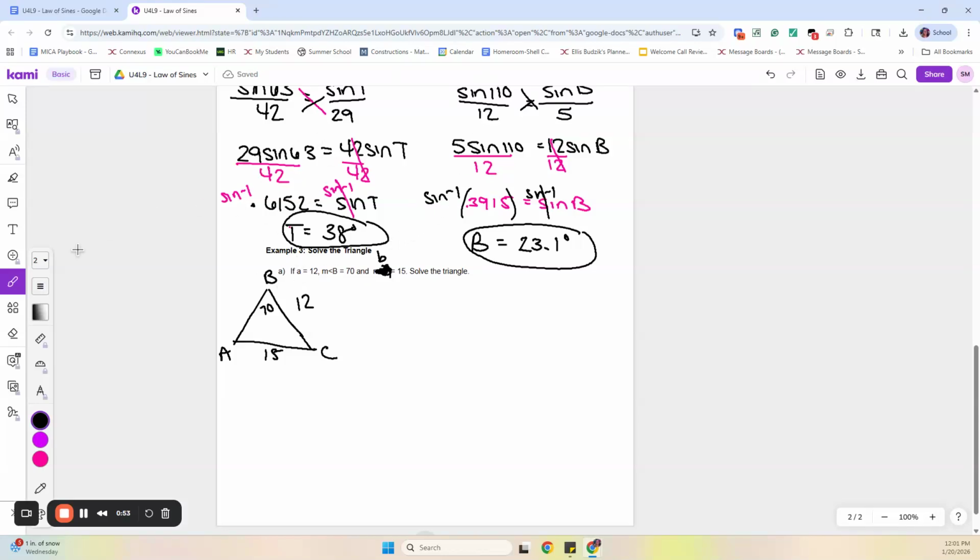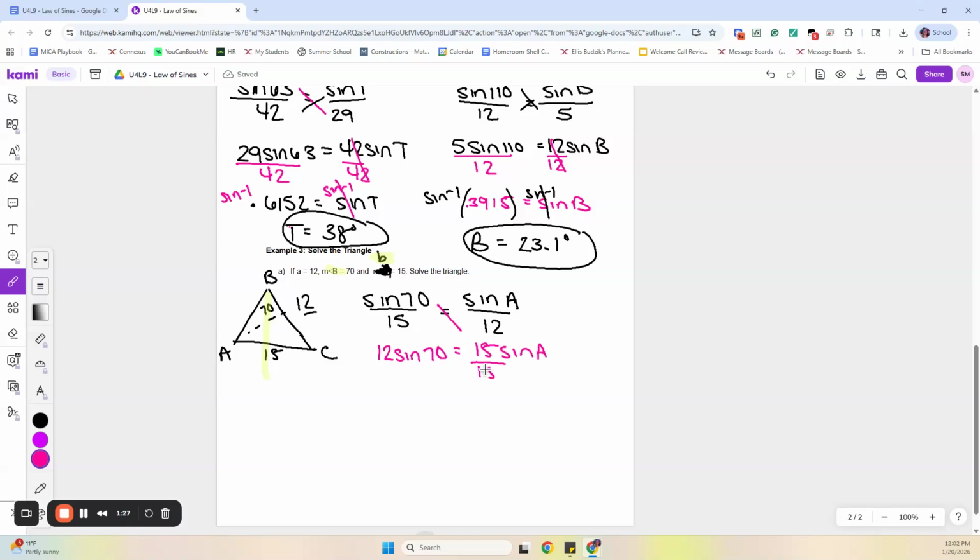So if we want to solve the triangle, what I'm going to be doing is looking for a matching pair, which I have here with my angle B and my side B. So I'm going to set this up as sine 70 over 15 equals, and then they're giving me 12 over here, and that's across from A. So I'm going to look for angle A first, since I'm given that 12. So let's cross multiply. So we get 12 sine 70 equals 15 sine of A.